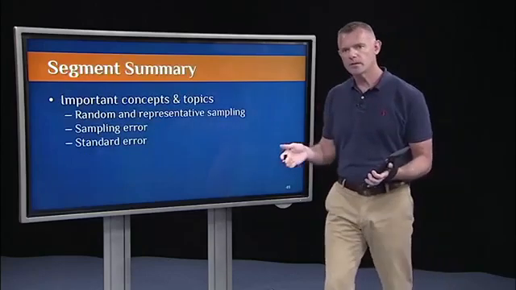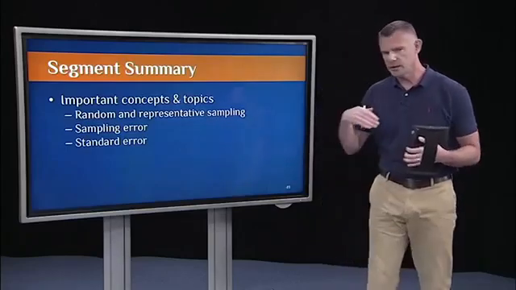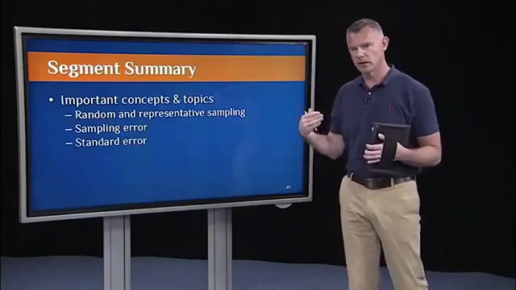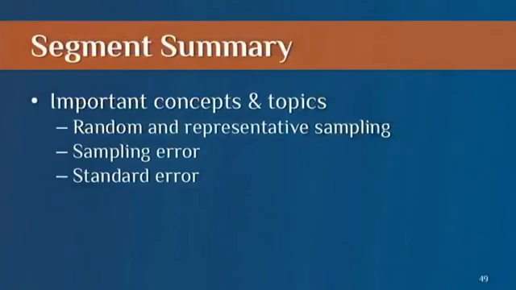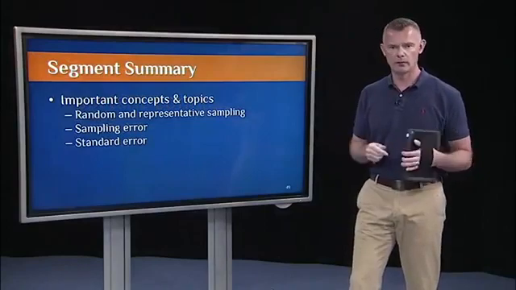So to wrap up this segment, the important concepts and topics were this idea of random and representative sampling. Again, I used the color wheel illustration to demonstrate that and how we can apply it to samples and the discrepancy between samples and populations, which is this idea of sampling error. And then I showed you the formula for standard error, which is the average amount of sampling error.